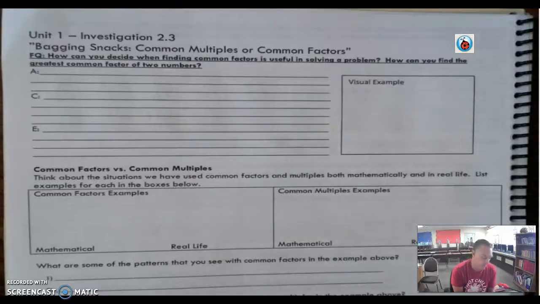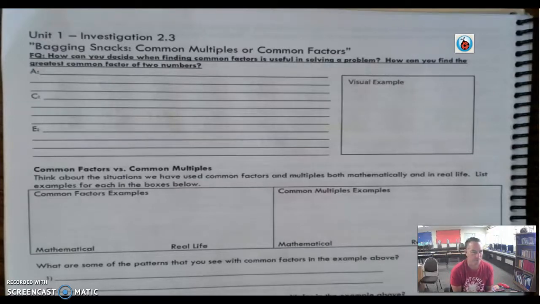Alright, so this is investigation 2.3. This is following up with yesterday's lesson, which talked a lot about LCM. So today we're talking about understanding when to use common multiples or common factors. And it has to do with bagging snacks.